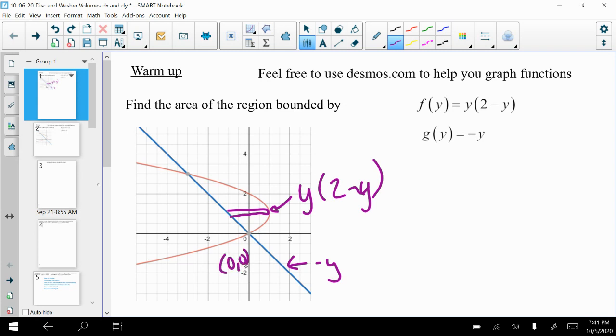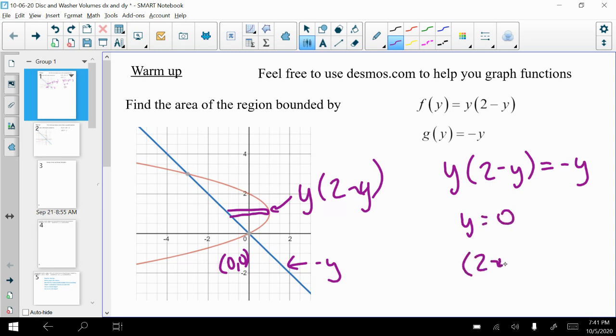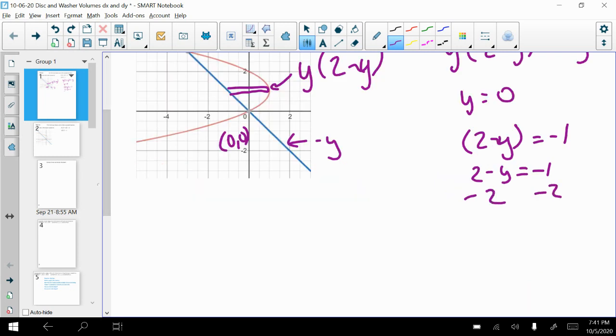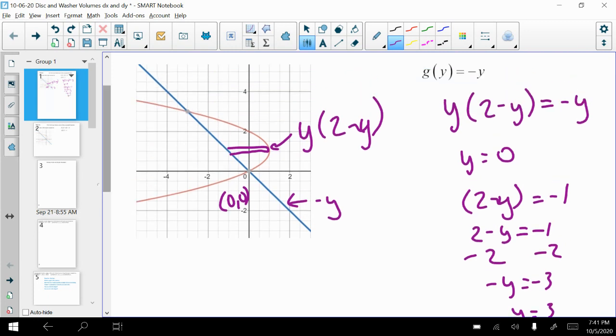This point looks like it's (0, 0). Where is this one? y times (2 minus y) equals negative y. Like we said, y equals 0. What's that one? So 2 minus y equals negative 1. If we subtract 2 from both sides, we get negative y equals negative 3. Multiplying by negative 1, we get y equals 3 here at (something, 3). Of course, we can figure it out because it's negative y, so it's negative 3, comma 3. That gives us our limits of integration from 0 to 3.